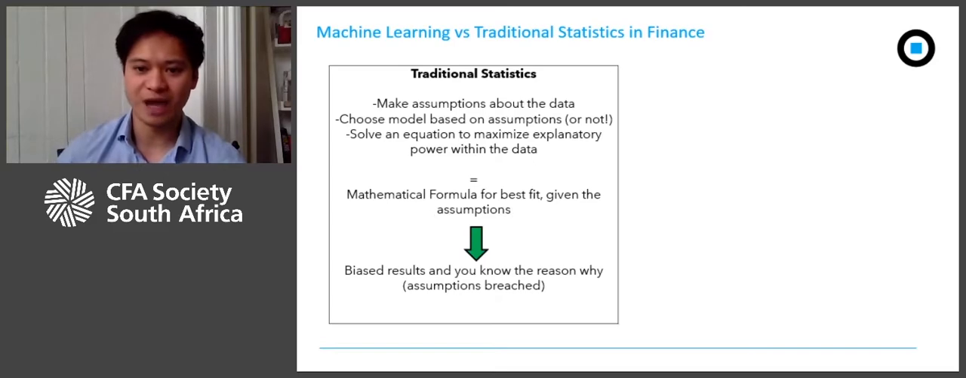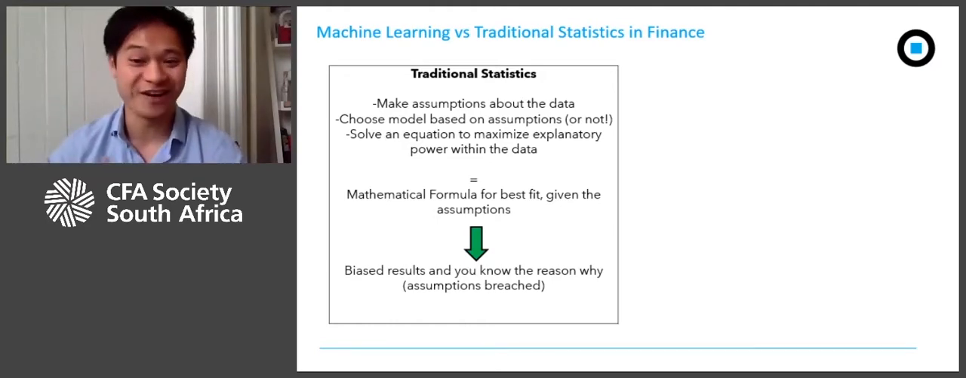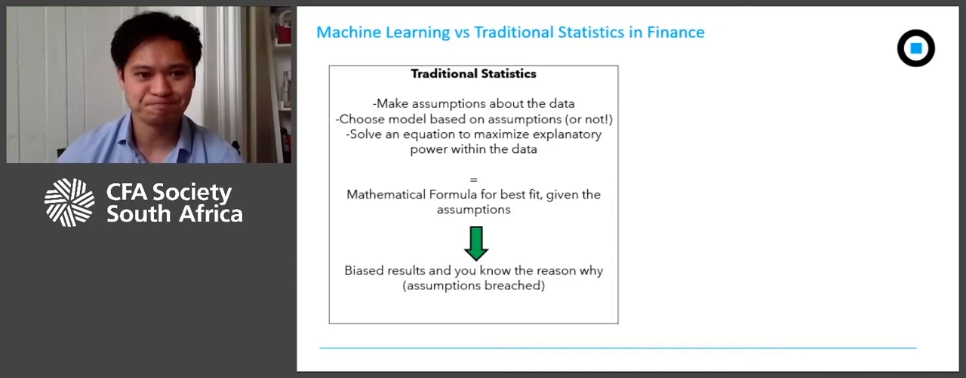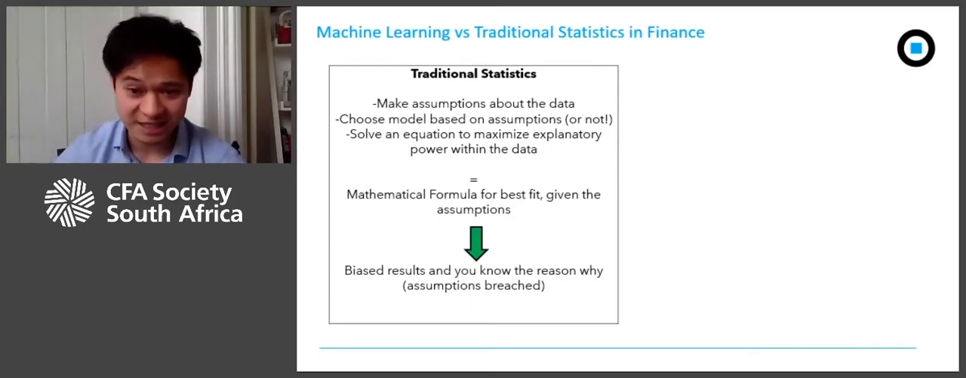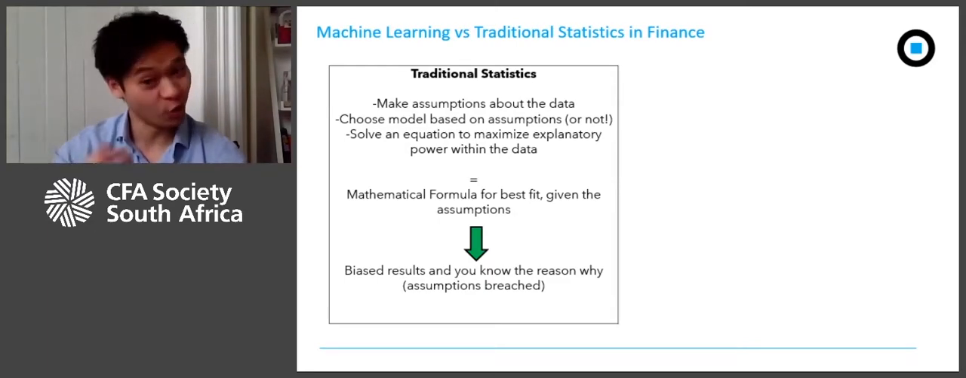Now, moving on to how machine learning differs from traditional statistics that we use in finance. This is an admittedly very stylized summary of how it differs. With traditional statistics, we first start by making some assumptions about our data, for example, that the observations are independent and identically distributed. Then we choose a model based on those assumptions, or not.